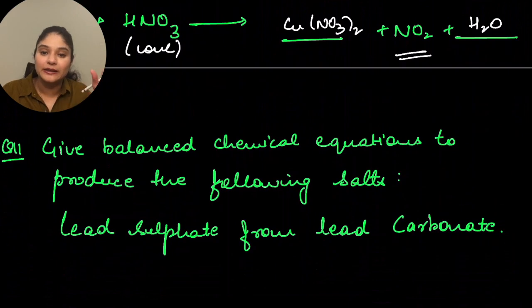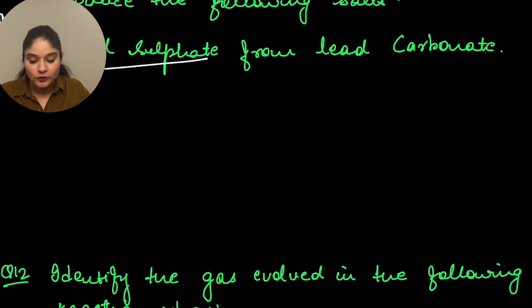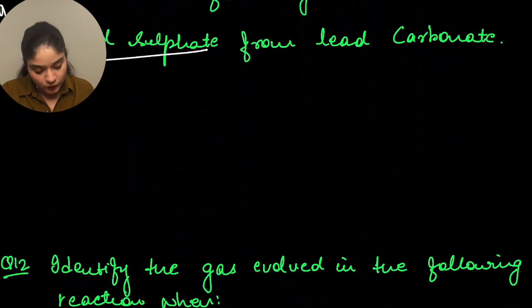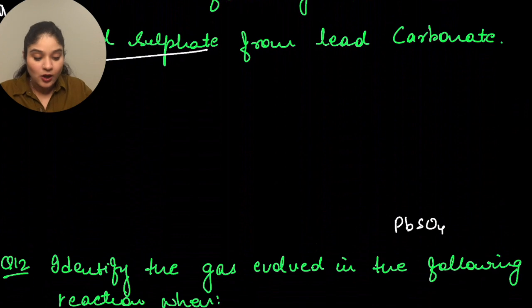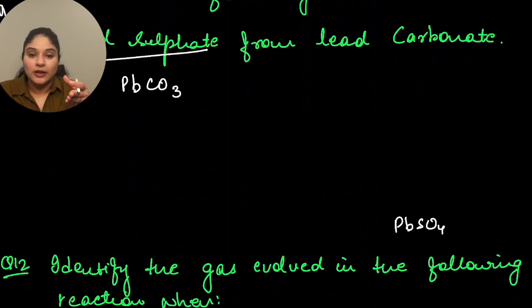Give balanced chemical equations to produce the following salt. Lead sulfate from lead carbonate. Okay, this is a very popular question and very important question. So you're supposed to form lead sulfate. So that means lead sulfate is your final product. So you can write lead sulfate, PbSO4. You're trying to reach PbSO4 from lead carbonate. We'll write lead carbonate here, PbCO3. Alright. Now from carbonate, you need to reach sulfate. You cannot go directly. There is no way that you can go from carbonate to sulfate directly.